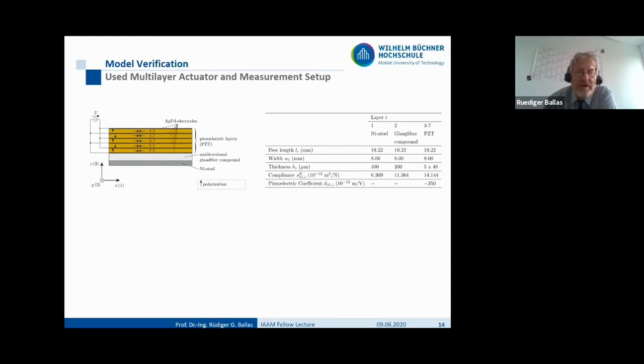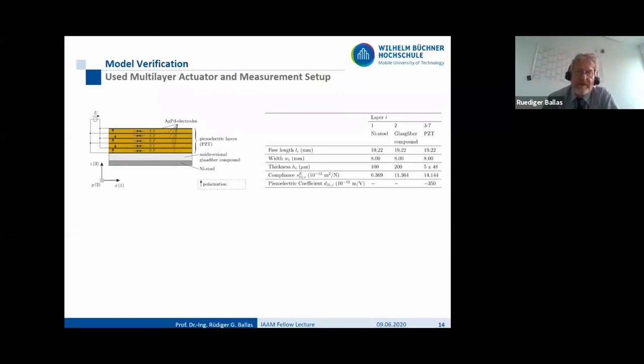Also, we have the nickel steel layer and a glass fiber compound. And you see the complete actuator length is just around about 19 millimeters, and the width of the actuator equals 8 millimeters. And what you also need for calculation is the compliance of each layer. We have different compliances. You see nickel steel 6.369 up till 14.144 for the PZT material.